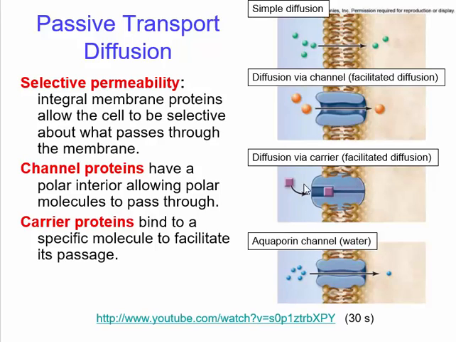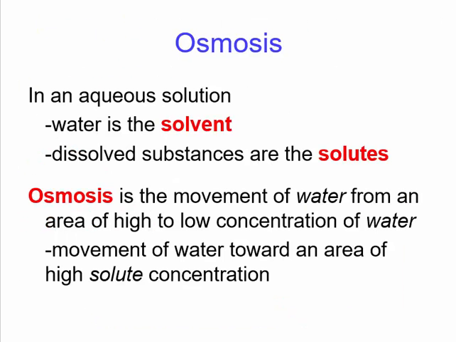These carrier proteins are highly specific, so they'll only let certain things through that can attach to them and pass through. A special case here is a channel protein, which is same as this channel protein up here, pretty much the concept of it. But these are specifically called aquaporins that allows water to pass through. And so we'll talk about that one first when we talk about osmosis.